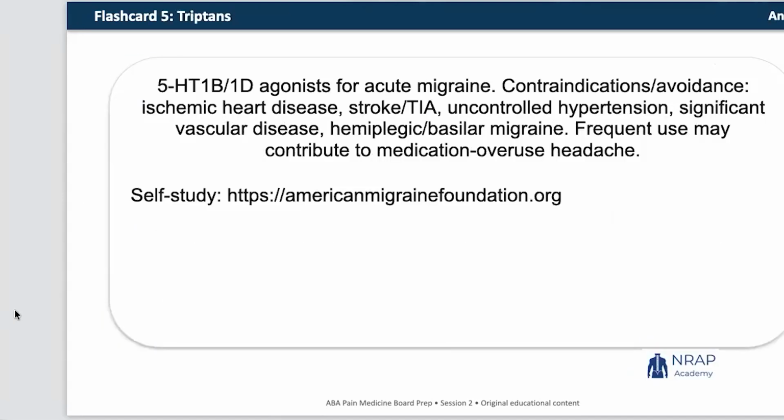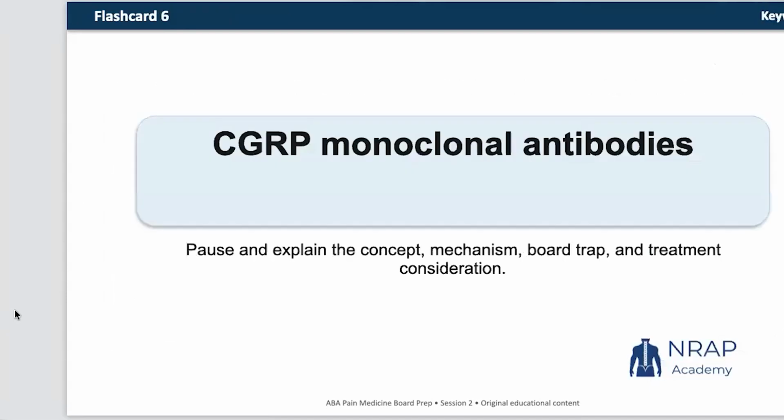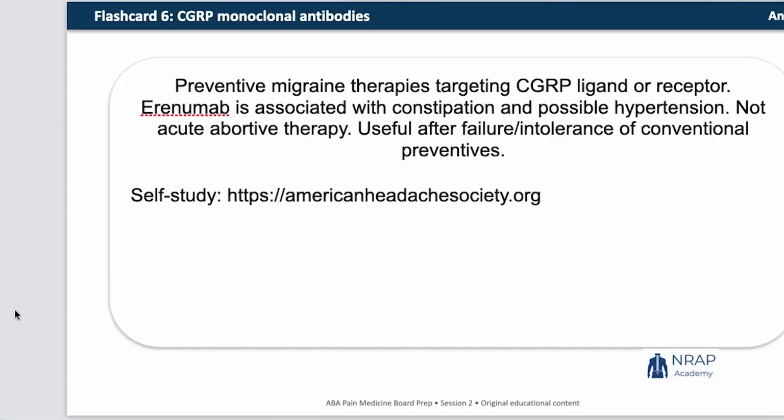Triptans, for acute migraines. Avoid in ischemic heart disease, stroke, TIA, uncontrolled hypertension, significant vascular disease, hemiplegic or basilar migraine. Frequent use may contribute to medication overuse headaches. CGRP monoclonal antibodies prevent migraine, therapies targeting the CGRP ligand or receptor. Erenumab is associated with constipation and possible hypertension, and it's not acute abortive therapy. It's useful after failure and intolerance of conventional preventative therapies.